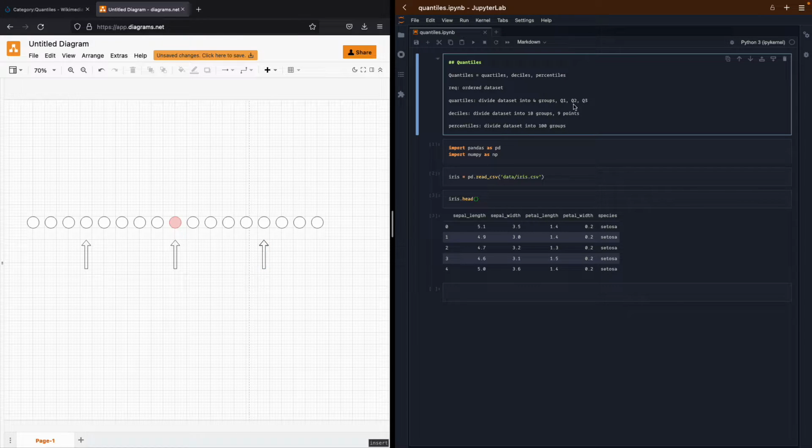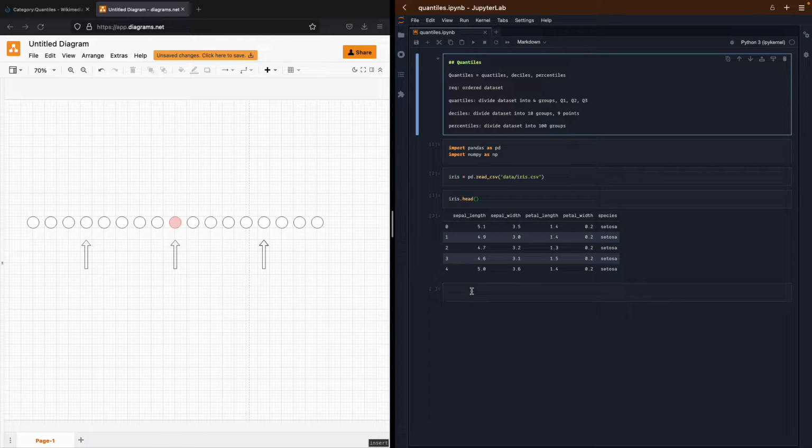Likewise, if we divide our dataset into 10 groups, we will have 9 arrows which are going to divide our dataset into 10 groups. Similarly, for percentiles, we are going to have 99 points, 99 arrows like this, which are going to divide our dataset into 100 groups.